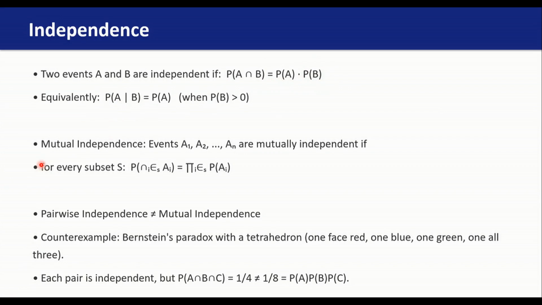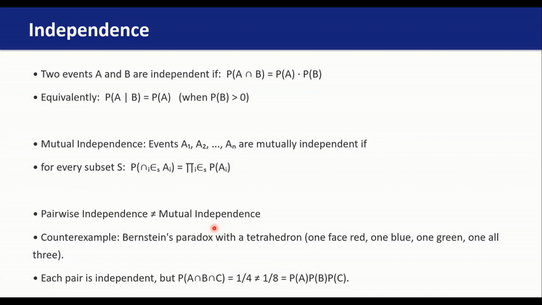Here you should be careful because pairwise independence is not the same as mutual independence. Pairwise means every pair is independent. On the other hand, mutual means every group is independent. Let's have a famous example. Imagine a tetrahedron with 4 faces. One face is red, one face is blue, one face is green. The fourth face has all 3 colors.